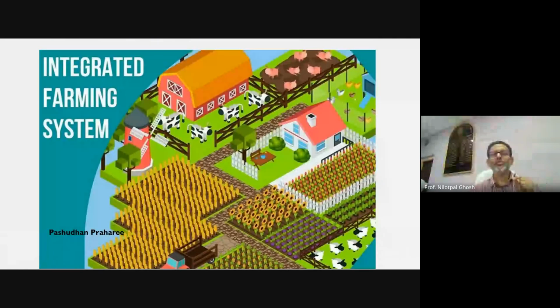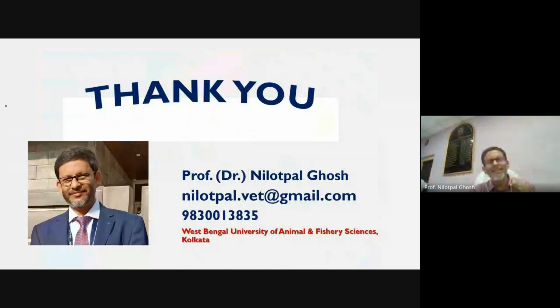And this is a model. It is published in Pashudhan Praharee. You know, Pashudhan Praharee is one magazine publishing many articles. So we have to foresee a model of integrated farming system, and accordingly we have to do research. Some researches are there, we can consult, and based on the results we can frame a model for the time being, but more research is needed for giving it a full-fledged farming system. So this is it for today with you.